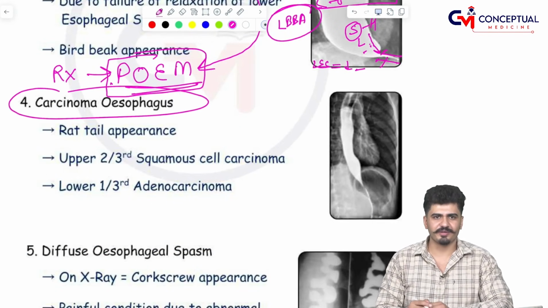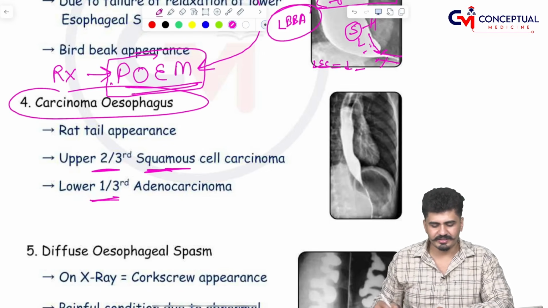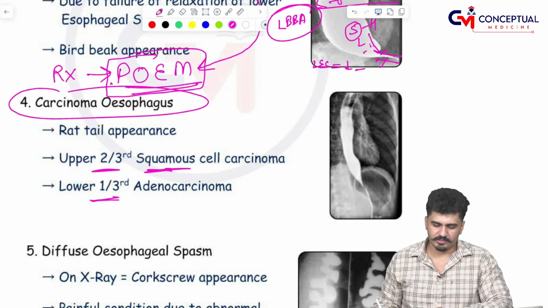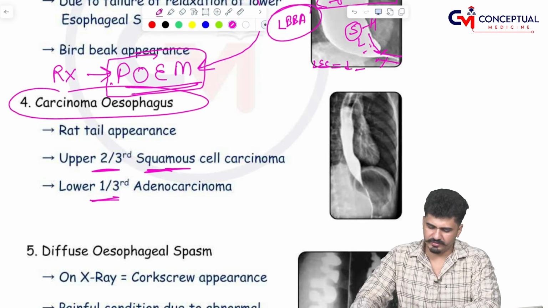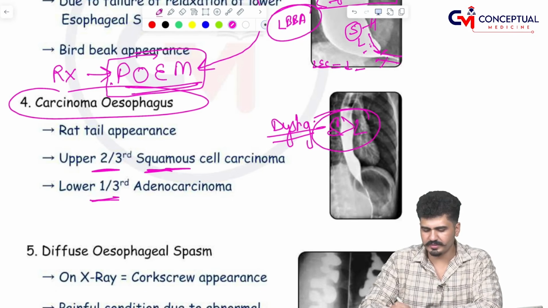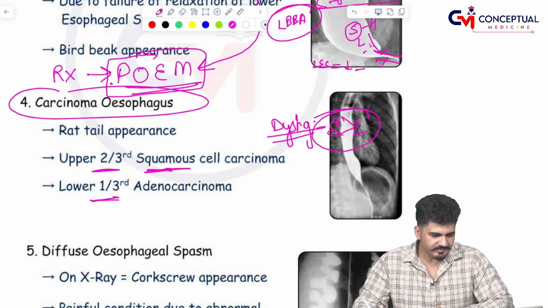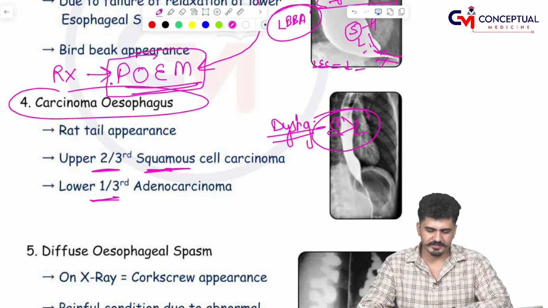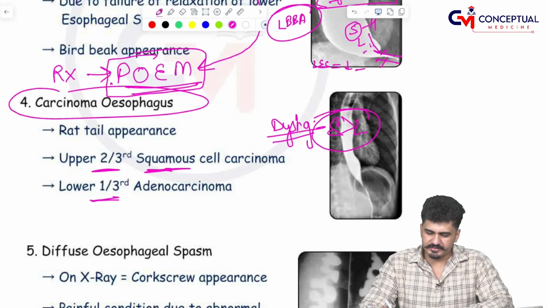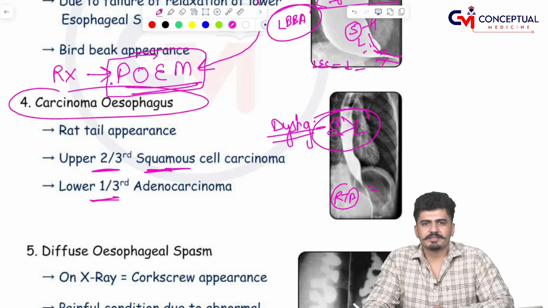Sir, in carcinoma esophagus, if you see, the upper 2/3 part has squamous lining and the lower 1/3 has what, sir? Adenocarcinoma. Here the filling defect is there, and initially the dysphagia we talk about is more common for solid than liquid. Here you remember the bird beak sign is there. Sorry, the rat tail appearance is there, but the irregular one.